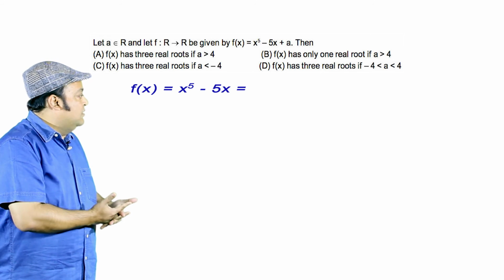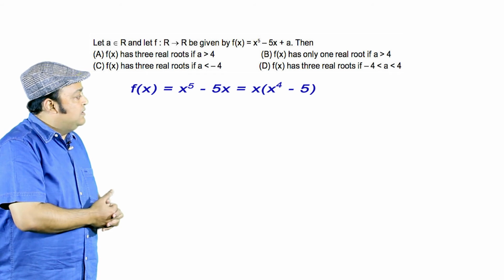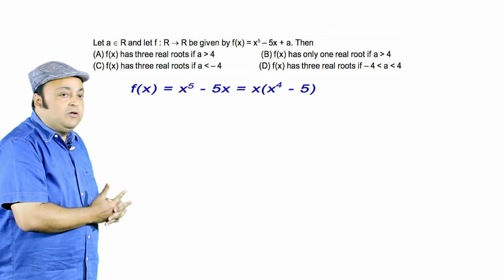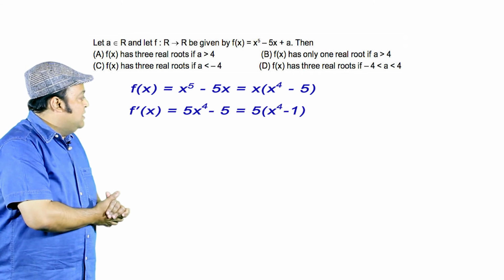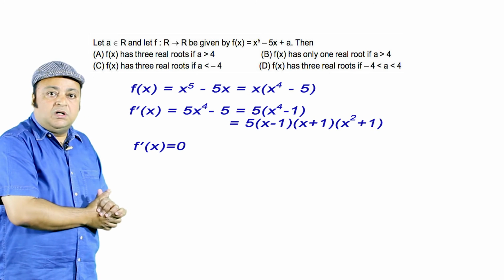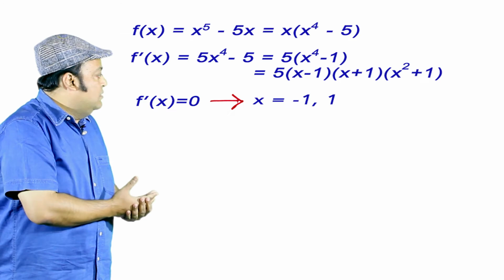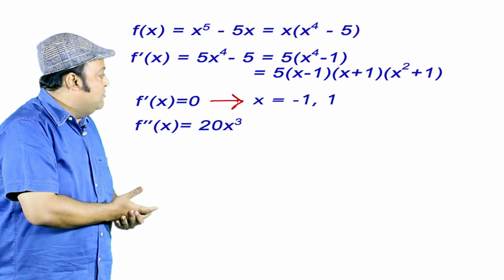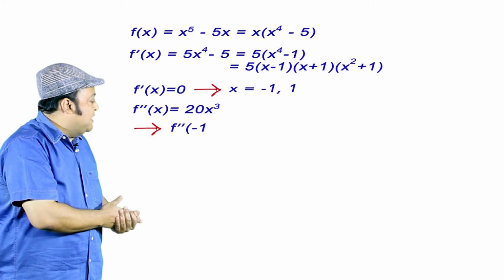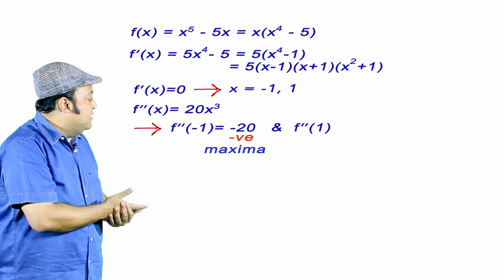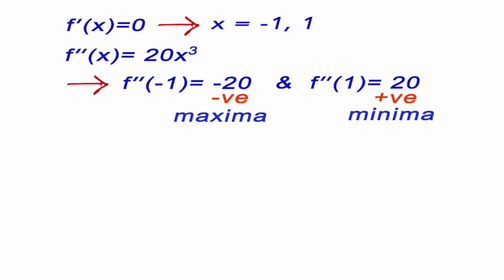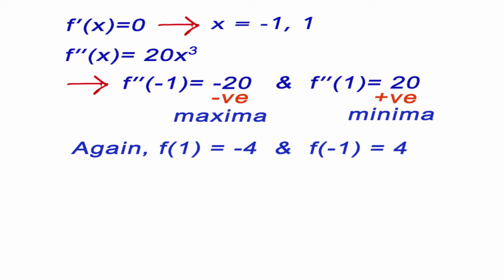Here we find the curve x to the power 5 minus 5x telling us that there will be at least 2 imaginary roots. So, this has 3 real roots. f dash x equal to 0 will give us 2 values, 2 turning points at minus 1 and 1. Now, finding f double dash x equal to 20x cube, f double dash at minus 1 is giving us minus 20, which is a maxima, and f double dash at 1 is giving us plus 20, which is the minima. Again, f1 equal to minus 4 and f minus 1 equal to 4.